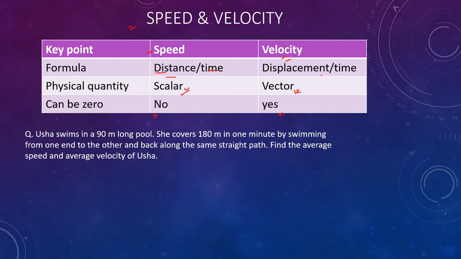Let's talk about this question. Usha swims a 90-meter long pool. She covers 180 meter in 1 minute by swimming from one end to another and back the same straight path. Find the average speed and average velocity of Usha. Now there is another concept, average speed, which I thought I'll make a separate video on, but let's talk about it here itself. So average speed is nothing but total distance traveled by total time.